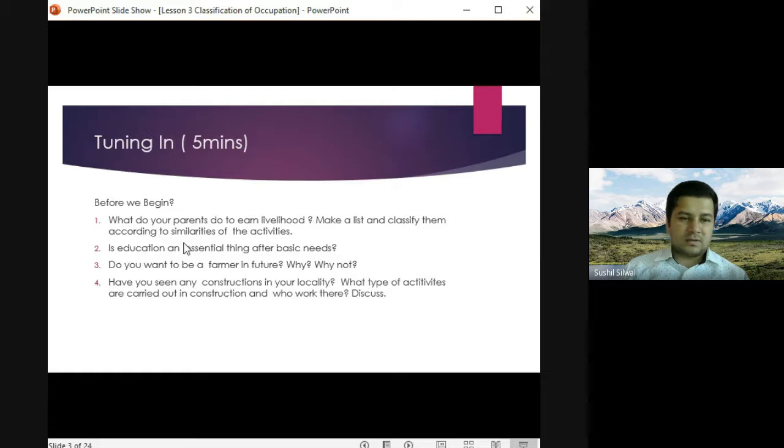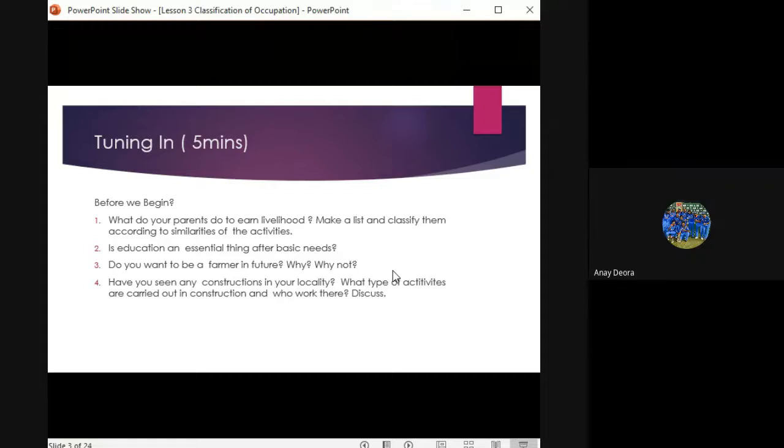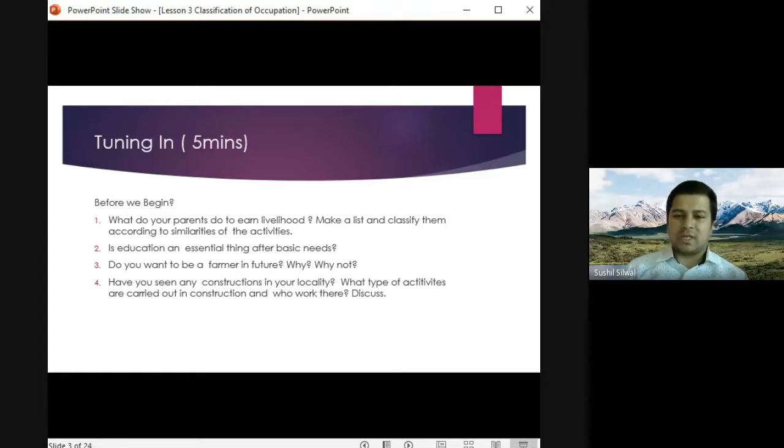Now, do you want to be a farmer in future? Why or why not? Who wants to answer that? Sir, can I answer? No, just raise your hand. Only with the virtual hands which are raised, I'll pick them up. Virtual hand is enough. I can see the virtual hand, and the camera should also be on at times. If I see the cameras are on and the virtual hand is on, then I can see you exactly.